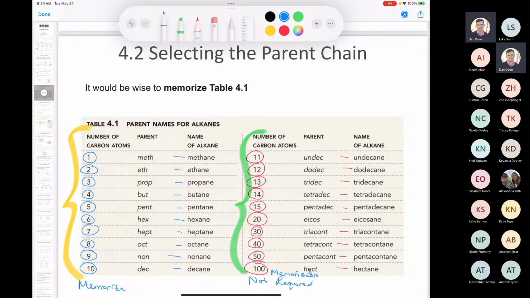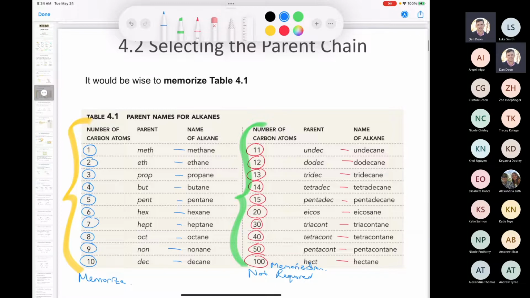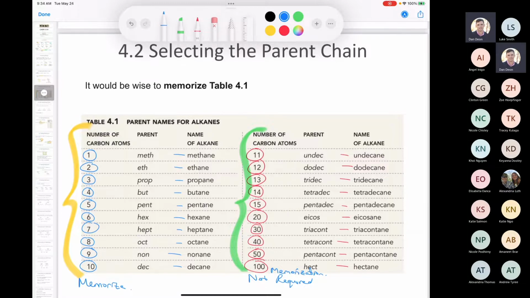Memorization not required for those ones. Just the first 10. And when we're talking about straight chain alkanes, that means just one carbon after another, like 1, 2, 3, 4, 5, 6, 7, 8, like that. Sometimes we call these N-alkanes. You might see that on the internet if you like to peruse the internet.